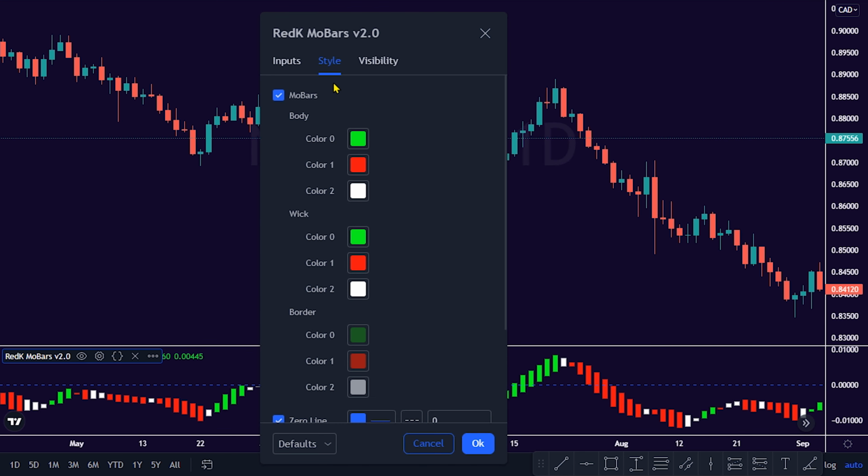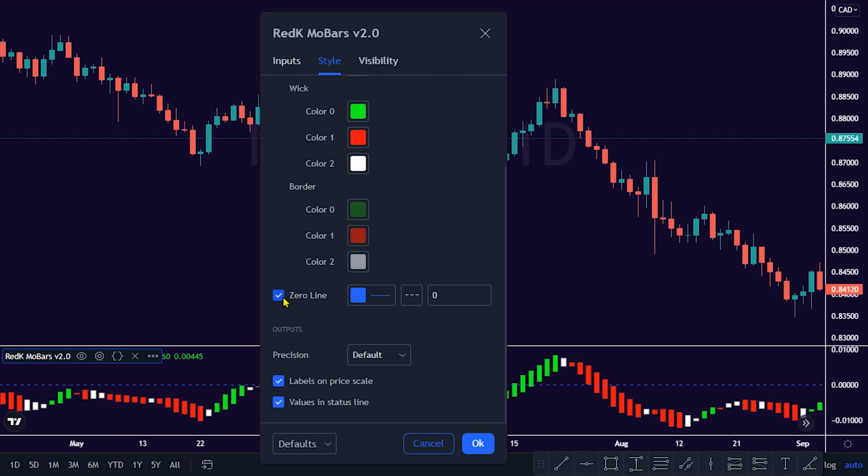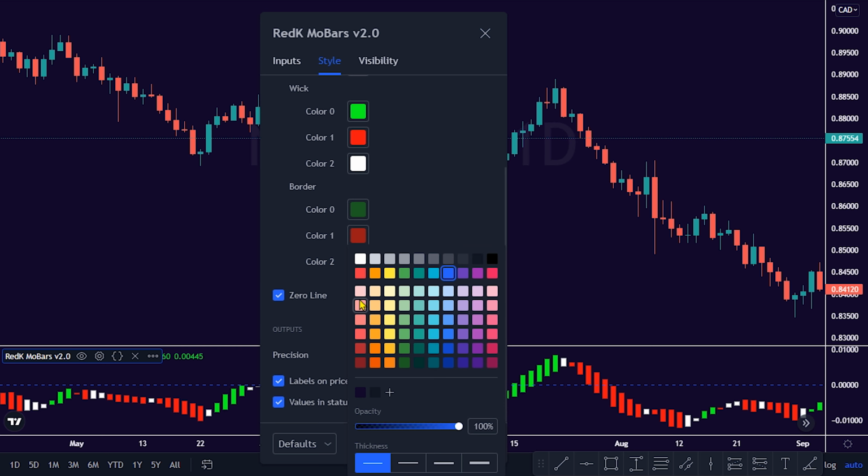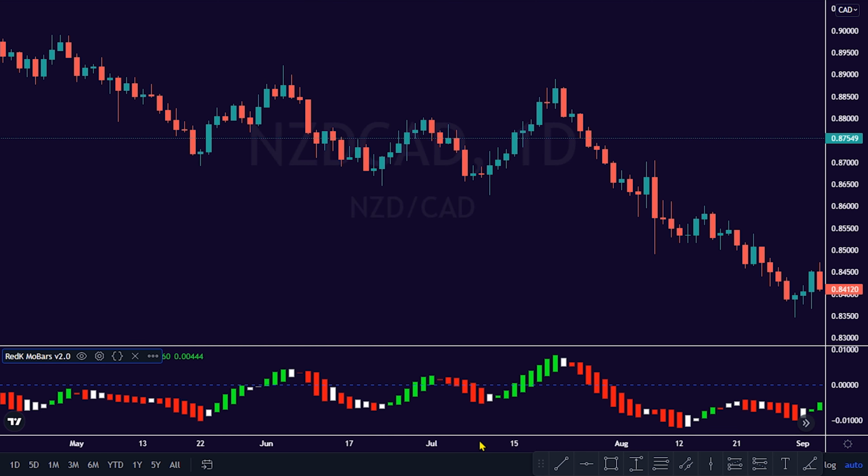The style folder here houses the Mo Bars body color, the wick color, and the border color. Here's the 0 line of the scale value 0 with blue color. Once again, traders can adjust these colors to suit their color of interest. It's time we see how this trading indicator works in the market.